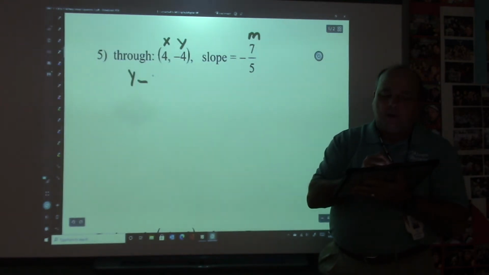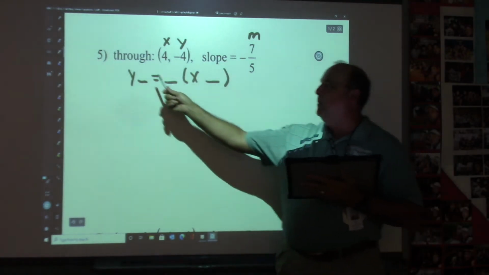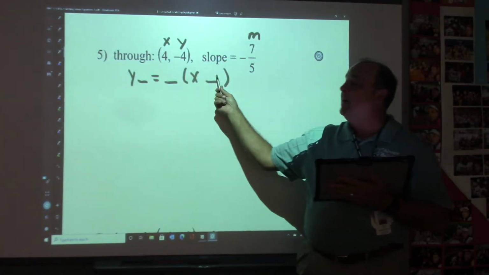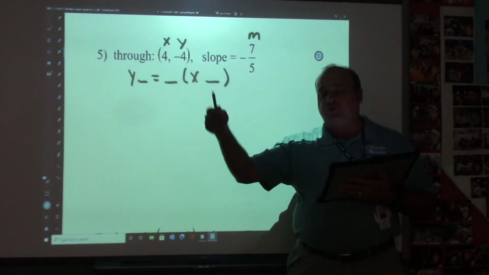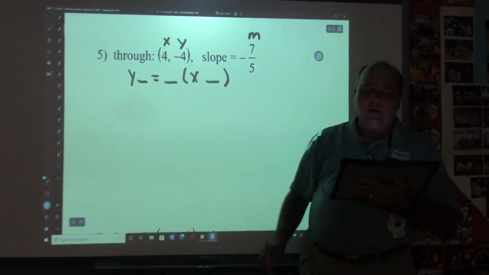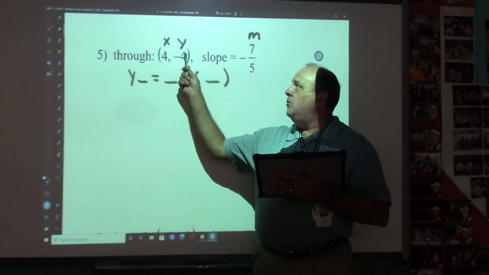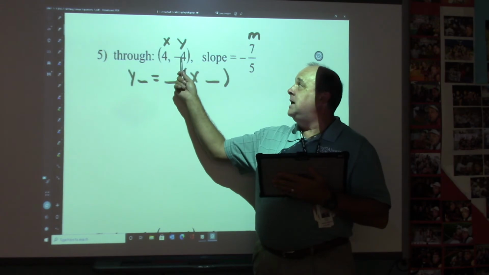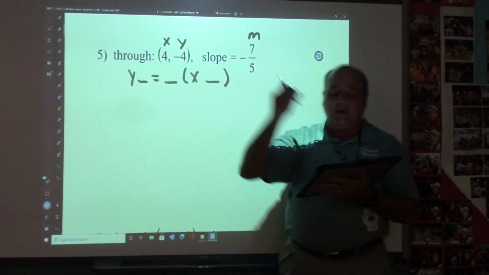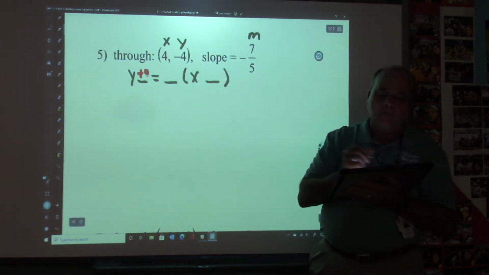Now then, let's do the blanks right off the bat. So write down Y blank equals blank, parentheses X blank, right? This is going to be my minus Y1, my M, and my X1, right? This kind of helps the students plug it in. Now then, this number, remember the Y is going to be the opposite. So what's the opposite of negative 4? Excellent. It's going to be positive 4.